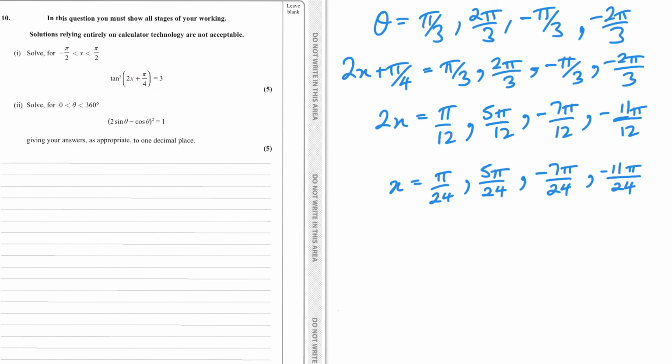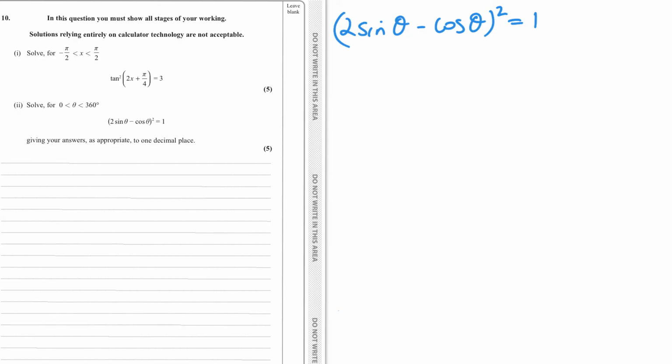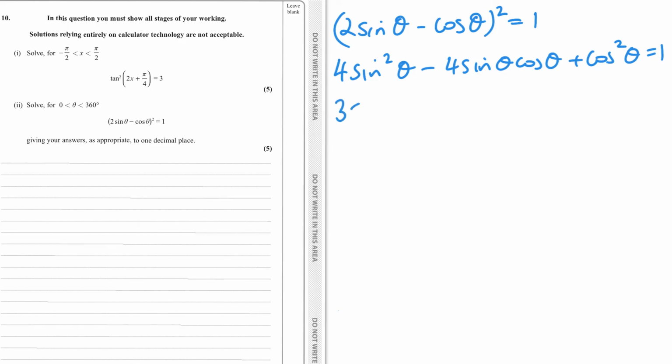So, no obvious place to start, so let's start by expanding the brackets. 4 sine squared theta minus 4 sine theta cos theta plus cos squared theta equals 1. Now, I'm going to put 3 sine squared theta here minus 4 sine theta cos theta plus sine squared theta plus cos squared theta equals 1.